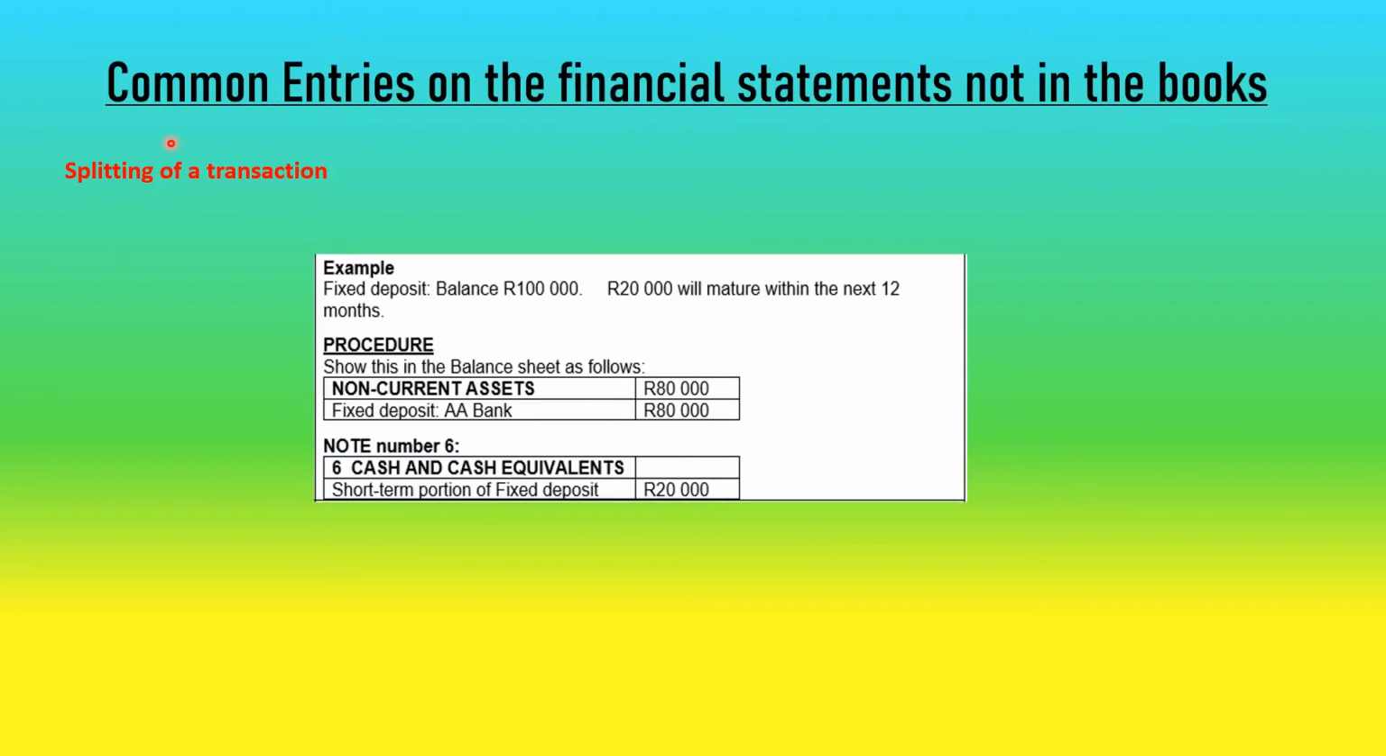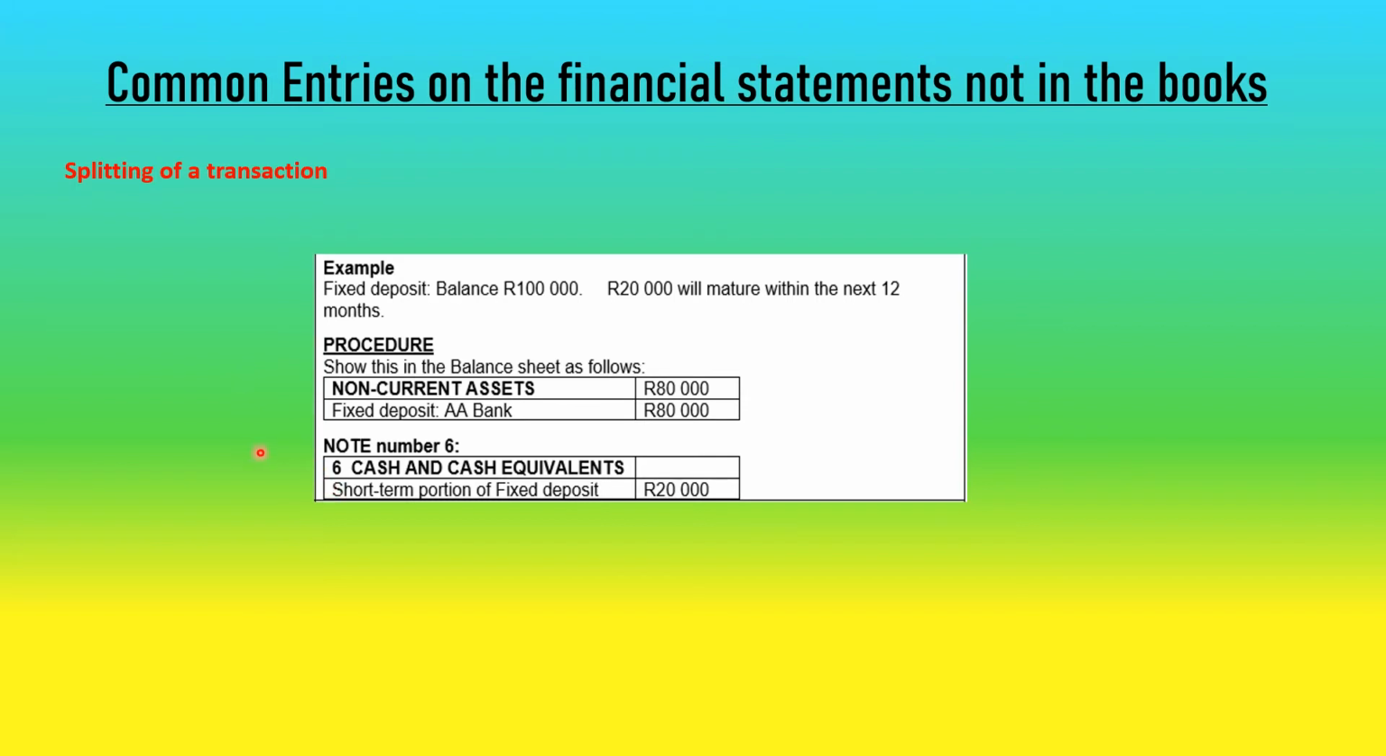Another common entry on the financial statement, not in the books, similar to the loan, is the entry of the fixed deposit. A fixed deposit is usually shown under financial assets under the heading non-current assets in the balance sheet. It means that this money will be paid out by the bank only after 12 months. If the adjustment tells you that a part of the fixed deposit will mature, which means that it will be paid within the next 12 months, that part must be subtracted from the fixed deposit amount, as this amount will be received soon. This cash amount will then be shown under cash and cash equivalents.